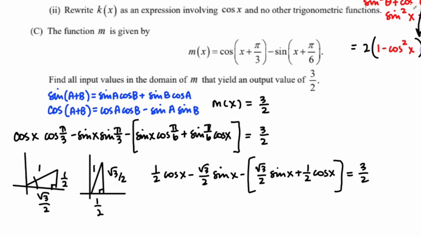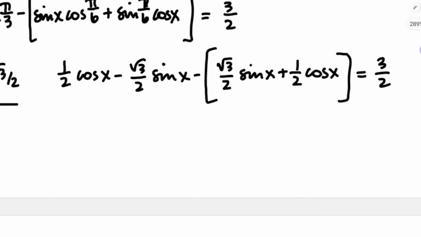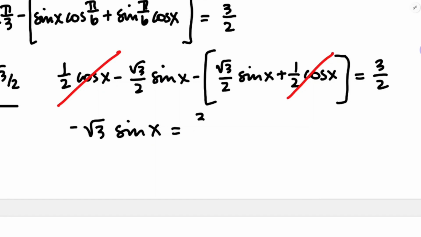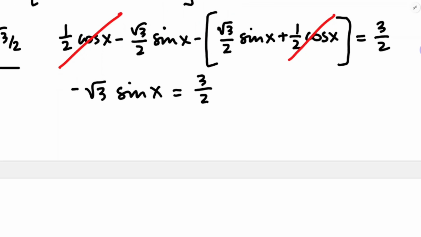Yeah. All right. So 1/2 cosine x here. Subtract that one there. That's going to be 0. And then so I'm going to have negative root 3 over 2 sine x minus another root 3 over 2 sine x. That's going to be minus 2 root 3 over 2 sine x. That's just negative root 3 sine x. And now this is going to equal 3 divided by 2. And now I can divide both sides by the square root of 3. But you know what?